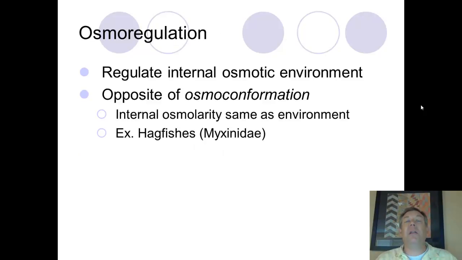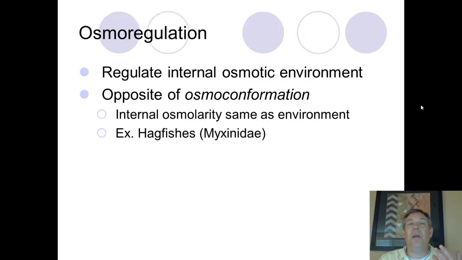So osmoregulation is regulating the internal osmotic environment and trying to keep that within a relatively narrow range. The opposite of osmoregulation is something called osmoconformation, which is where you say, I'm not going to mess with it. I'm just going to have the same osmolarity as my environment. If my environment changes, I change too, much like a poikilothermic or an ectothermic fish would do. And an example of that is hagfishes.